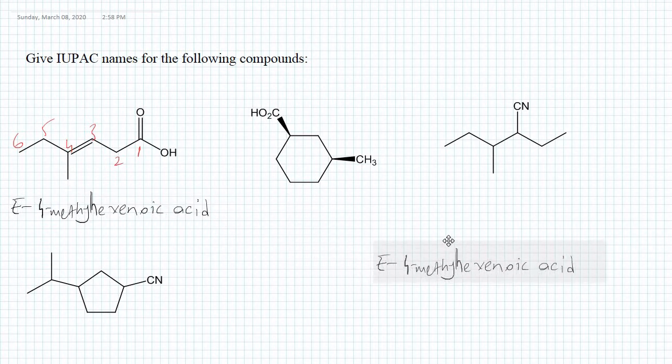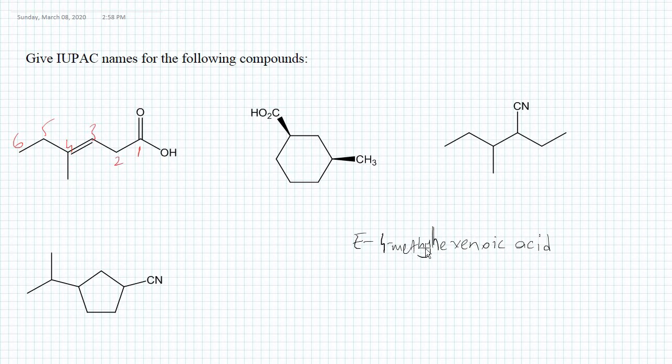here. Then we have to say 4-methyl. Let's write again. So we have to type E back, E 4-methyl. Then we have to tell the location of the double bond. It is 3-hexenoic acid. So this is the complete correct name.